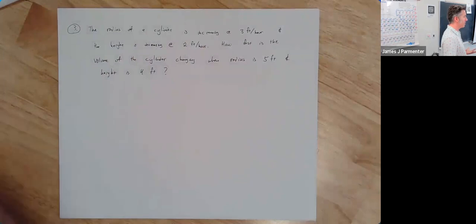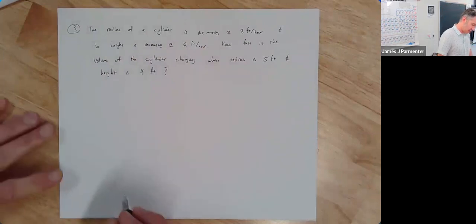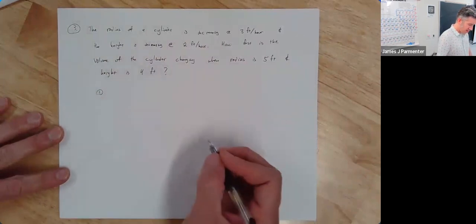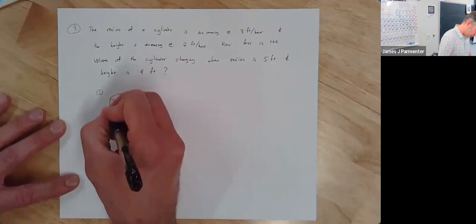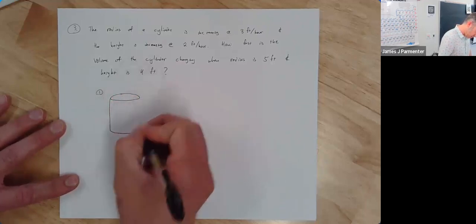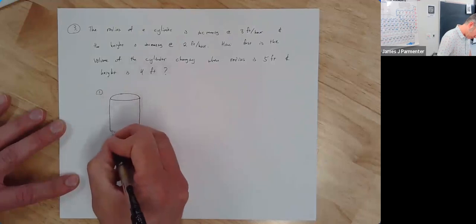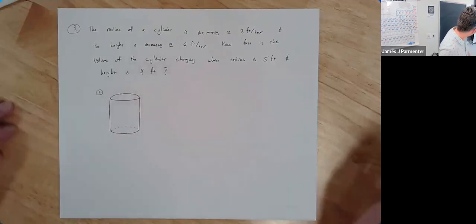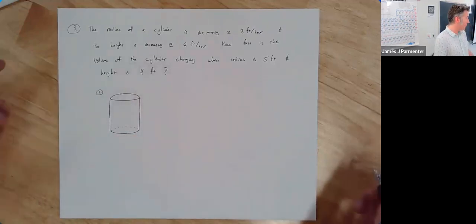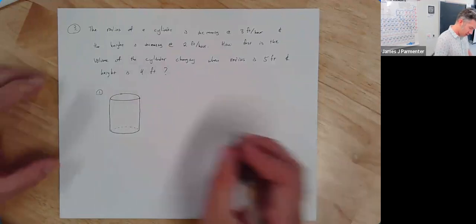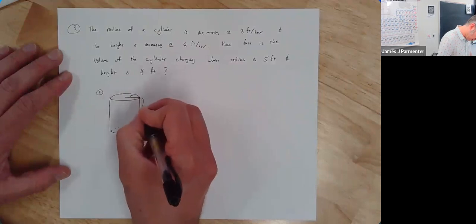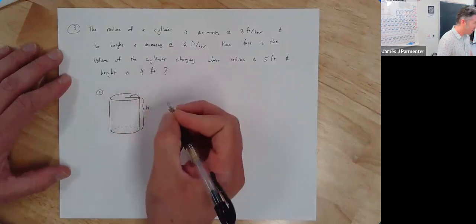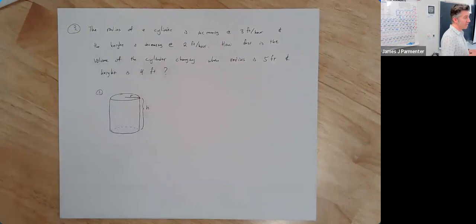Okay. Same 5 steps with maybe a slightly different flavor, but still the same 5 steps. The first step, we're going to draw the shape. Cylinder, looks like this. We're going to label the things that are changing. And in this case, both the radius and the height are changing. So the radius right there, height. And we're labeling them with variables because they are changing.